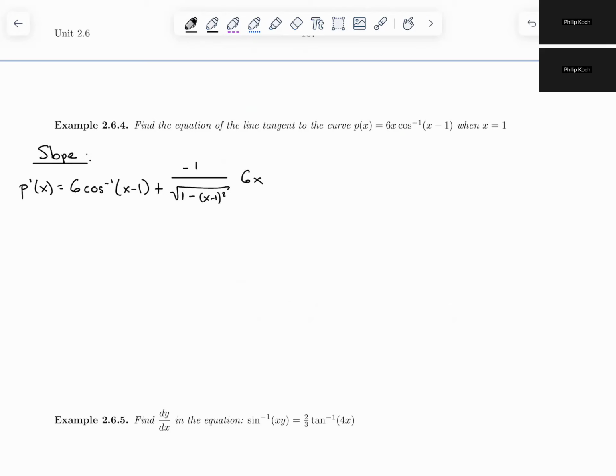So that's our derivative. So we're going to plug it in for p prime of 1 to find our tangent line. That'll be 6 cosine inverse of 0 plus -1 over the square root of 1 minus 0 squared times 6 times 1. Who remembers what cosine inverse of 0 is?